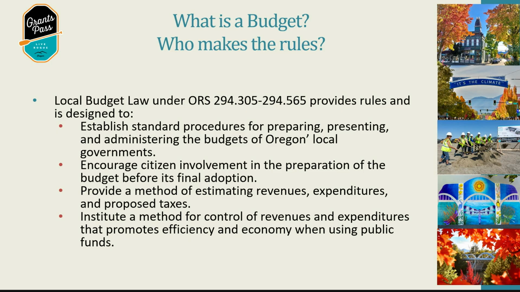One of the key pieces is to encourage citizen involvement in the preparation of the budget before its final adoption. So every Budget Committee meeting that'll be starting up, and we'll go over those dates, has to have an opportunity for the public to provide comment on what has been discussed and what has been proposed. It provides a method of estimating revenues and expenditures and ultimately to propose taxes. It's a method of control for revenues and expenditures that promotes efficiency and economy when using public dollars, because those have been vetted through this process, and then the municipality must hold true to what is ultimately adopted by the City Council.